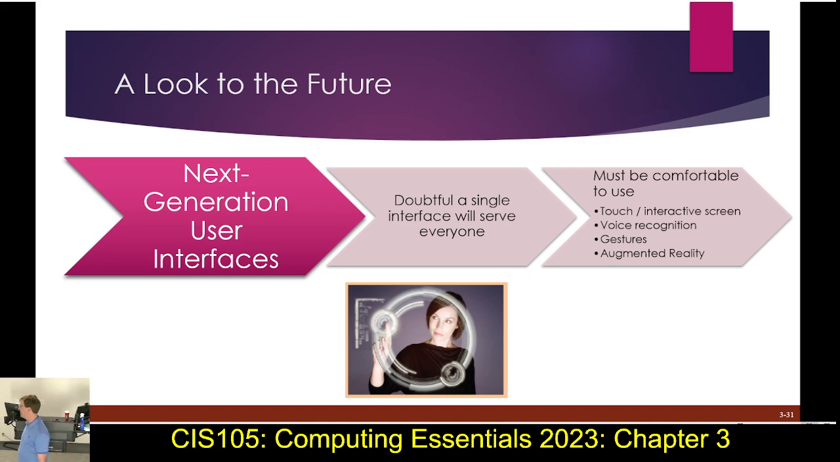And our look to the future for this chapter. I know that on my phone, all my icons are not set up the same way as yours. I promise you that. So there's not going to be a single interface that can serve each and every one of us. It's just not going to happen. We're going to see more touch screens, more interactive screens as time goes on, voice recognition, gesture controls, augmented reality. I'm going to talk about all this stuff throughout the rest of this course, especially in Chapter 6, when we go over input and output devices.